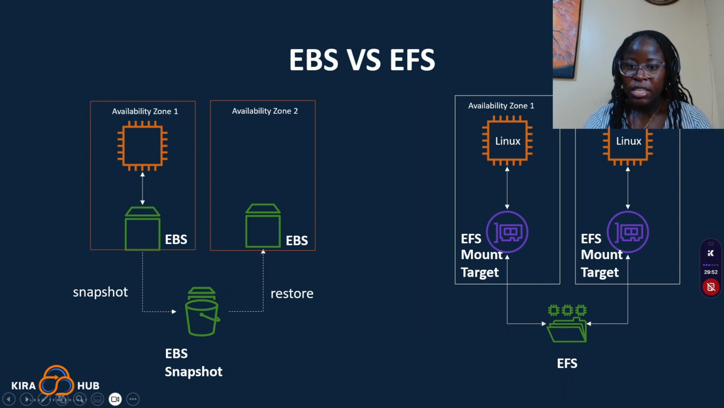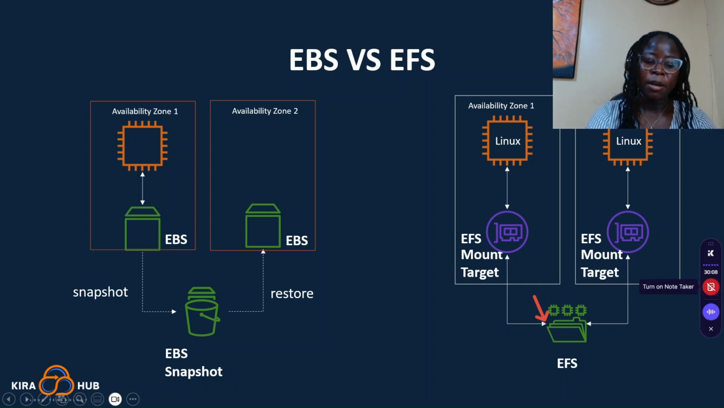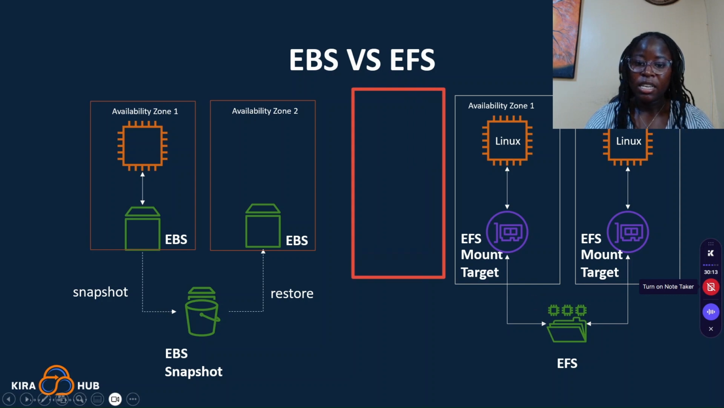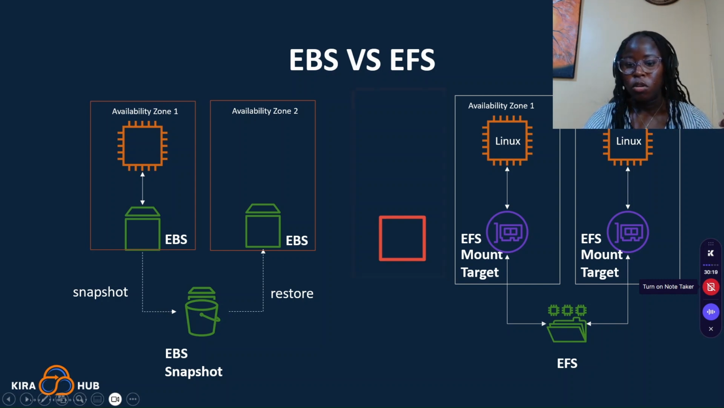But for EFS, it's really cool. You just have to create the mount targets in the different availability zones, and once the mount target is created, all the EC2 instances will have access to the shared file system. So if we had an availability zone over here and it has instances, as long as it has a mount target, we will be able to connect to our file system.